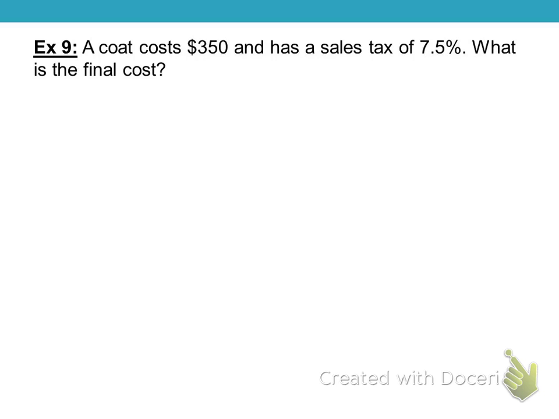All right, example 9. A coat. If you're paying for coats and not stealing them from lost and found, the coat costs $350. Okay, serious time. There's a coat. It costs $350. It has a sales tax of 7.5%. What was the final cost?